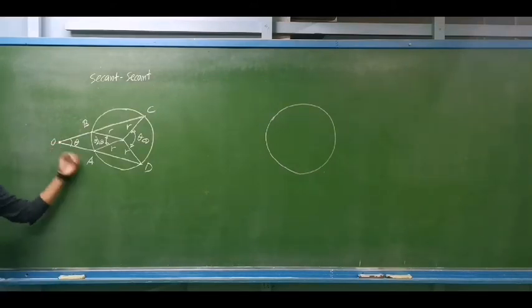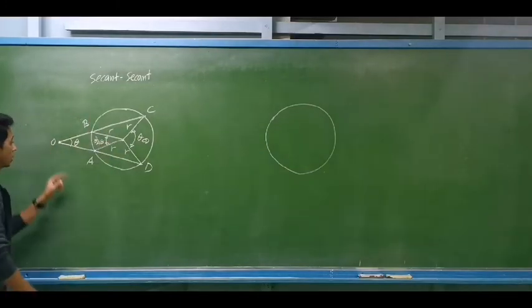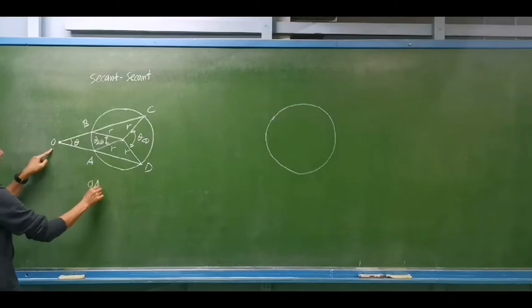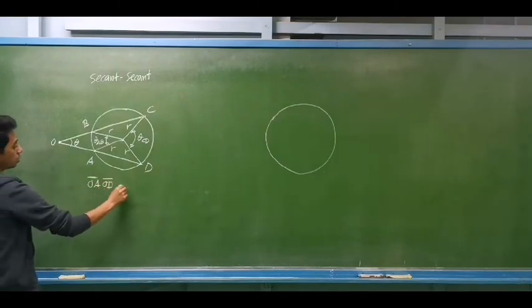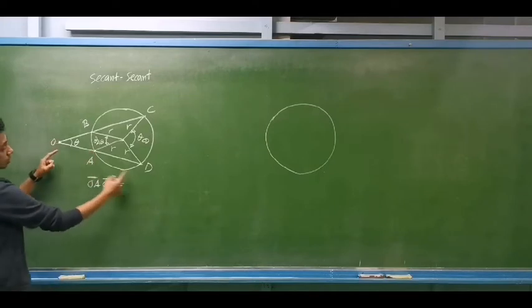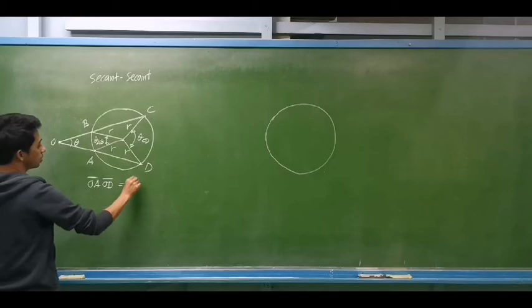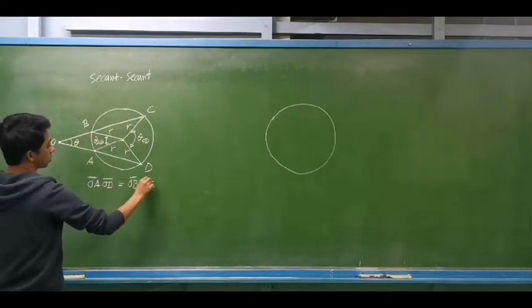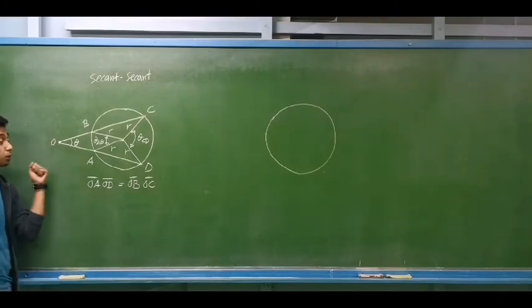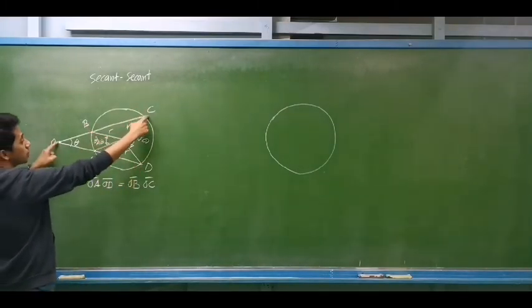So how do we compute for the distances? Kapag secant, magsimula kayo sa labas. So OA times OD is equal to distance OB times distance OC. Ayun lang naman ang secant theorem. Magsimula kayo sa labas. OA times OD is equal to OB times OC.